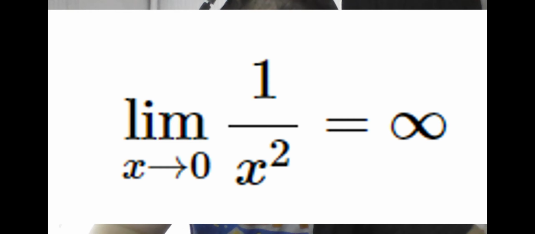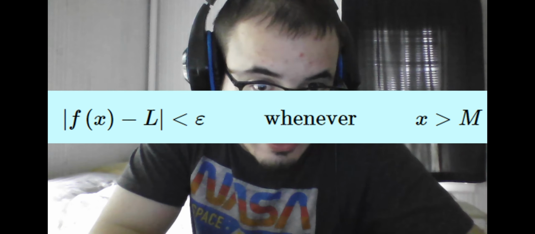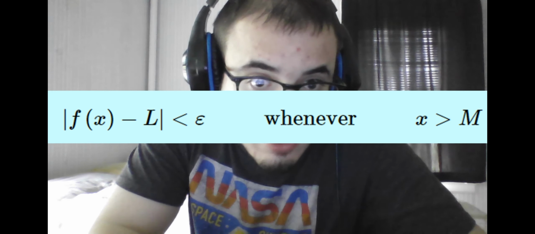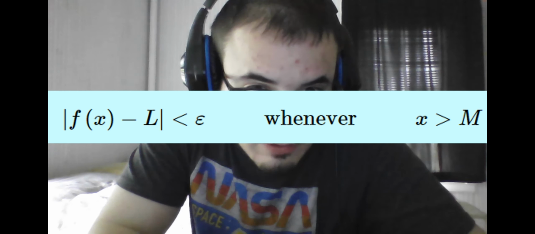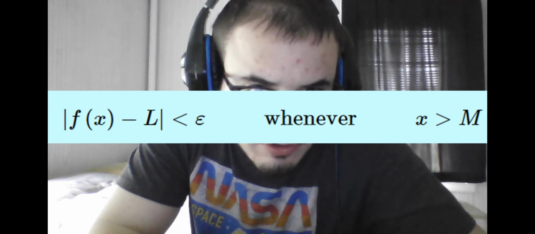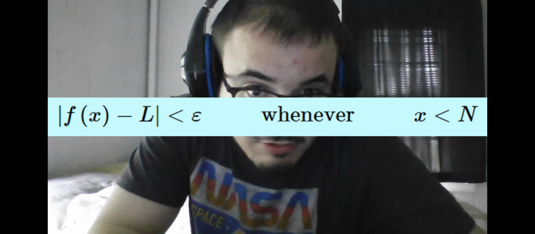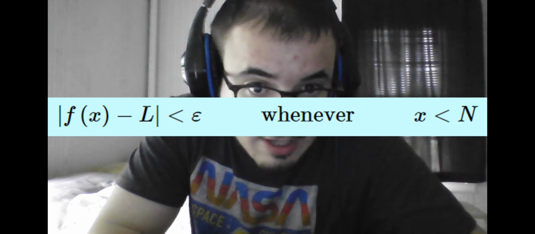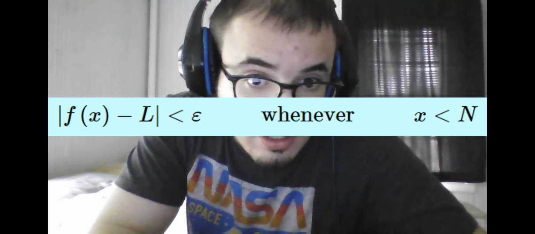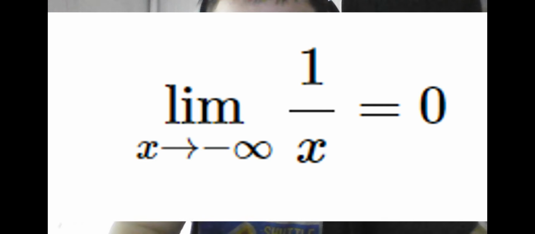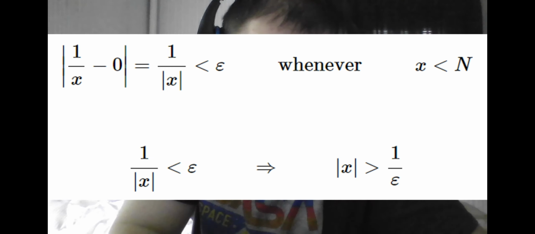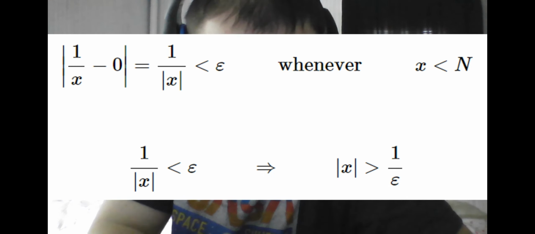Lastly, we can formally state the limit at x equals positive or negative infinity as, for positive infinity, the absolute value of function minus limit must be less than epsilon, whenever x is greater than any arbitrary value m. And for x equals negative infinity, it is x is less than any arbitrary value n, although the epsilon part remains the same. We can see, if we take the limit as x approaches negative infinity of 1 over x equals 0, that 1 over x is our function, 0 is our limit. We plug this in, we get 1 over absolute value of x is less than epsilon, whenever x is less than any arbitrary value n.